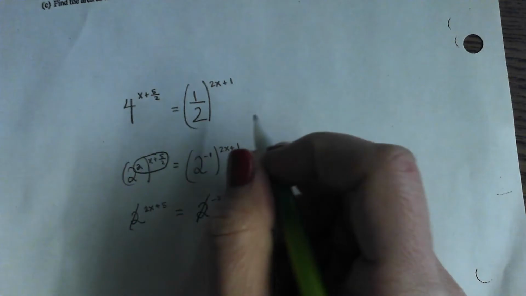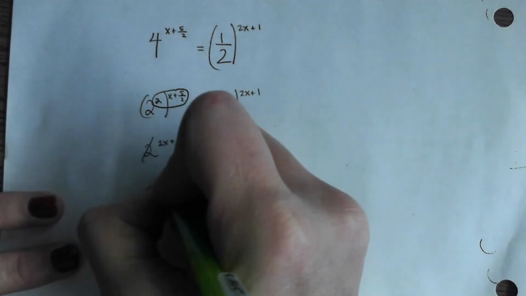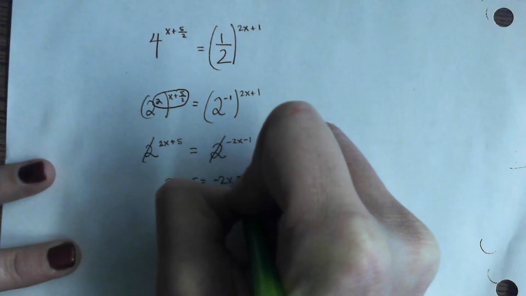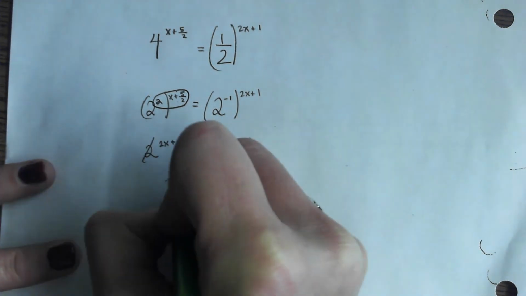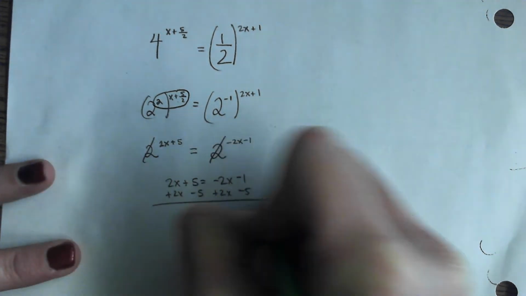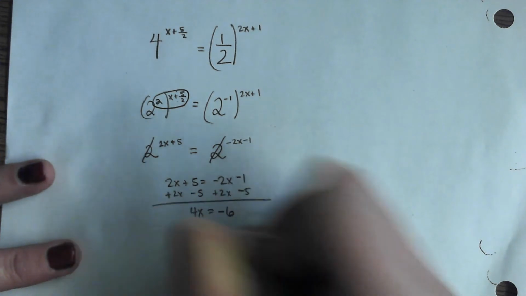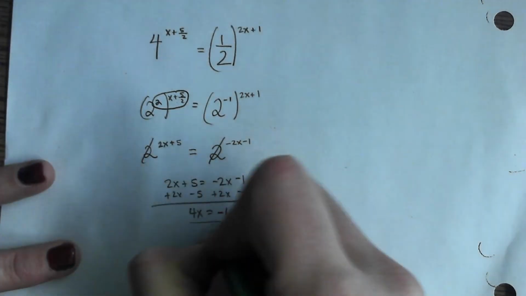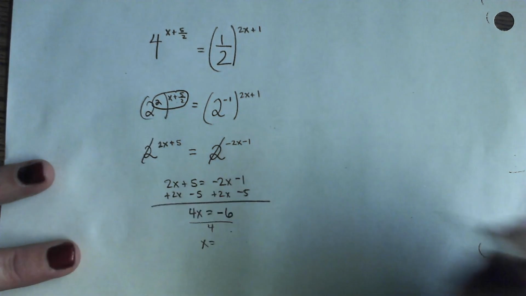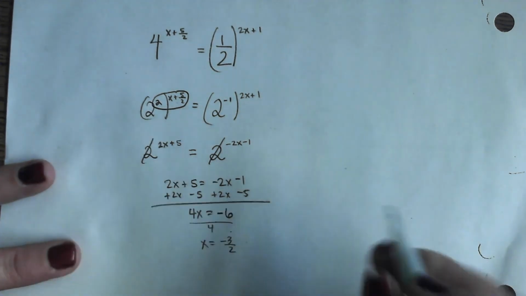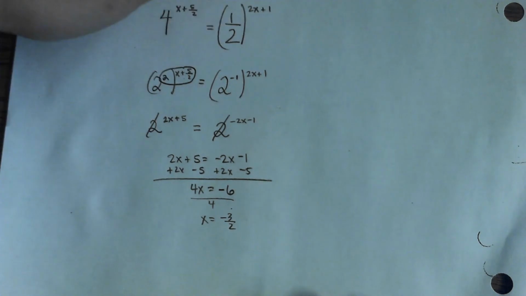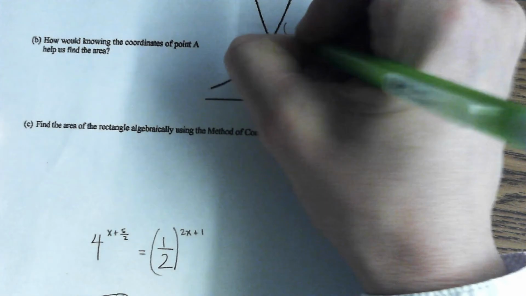And the right side becomes 2 to what power, Mike? Cross out your common bases, solve for x. So I'm going to add my 2x to the left, subtract my 5 to the right. I get 4x equals negative 6. X equals negative 6/4 or negative 3/2. So that gives me the x coordinate of my point, negative 3/2.